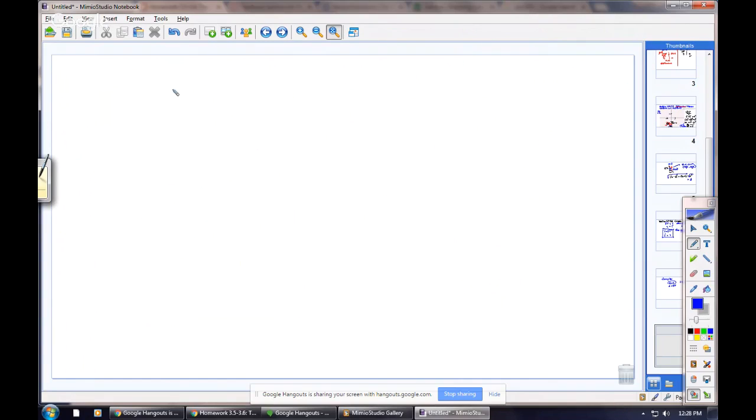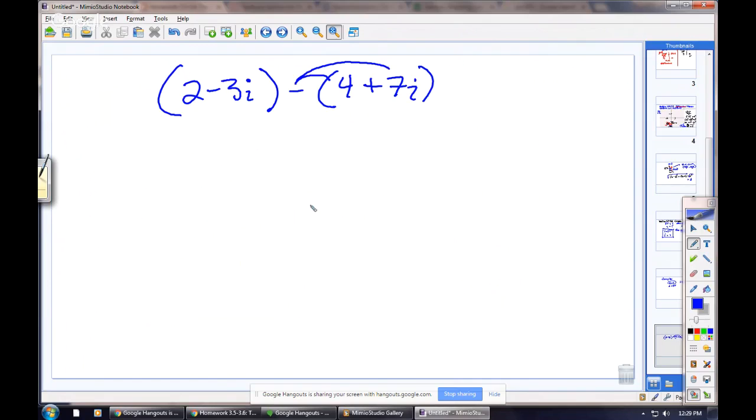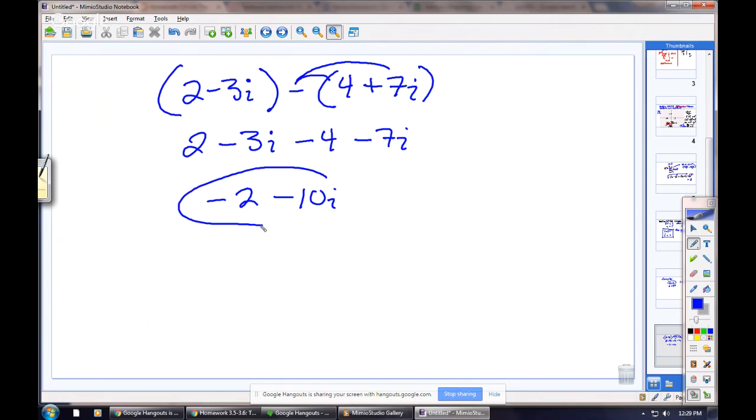So let's take a look at subtracting two complex numbers. Suppose we had 2 minus 3i, and we want to take that away from 4 plus 7i. Addition is pretty straightforward. Add like terms. Subtraction, we have the step of distributing that subtraction first. So this is really the same as 2 minus 3i minus 4 minus 7i. 2 minus 4 is -2. -3i's take away 7i's gives me minus 10i's.